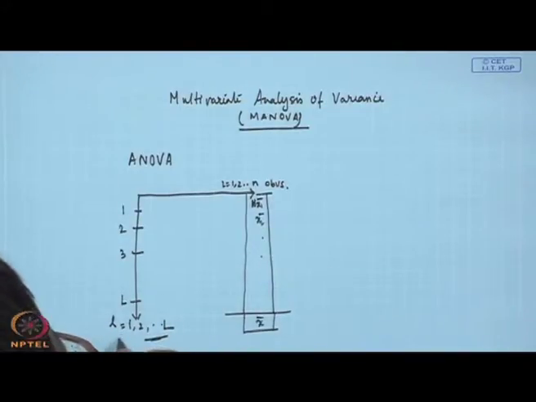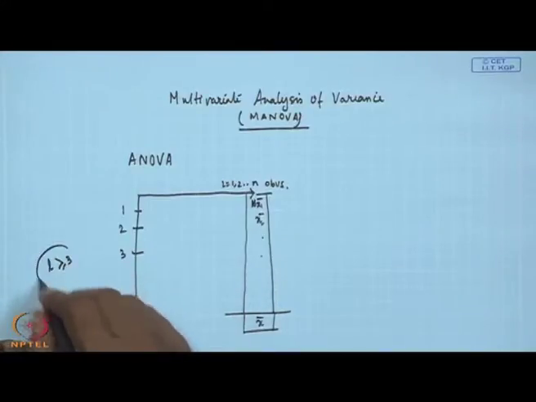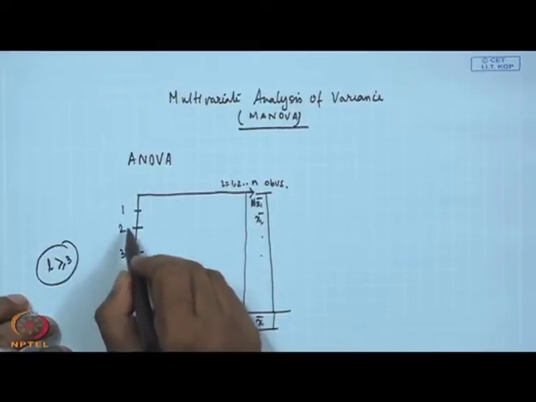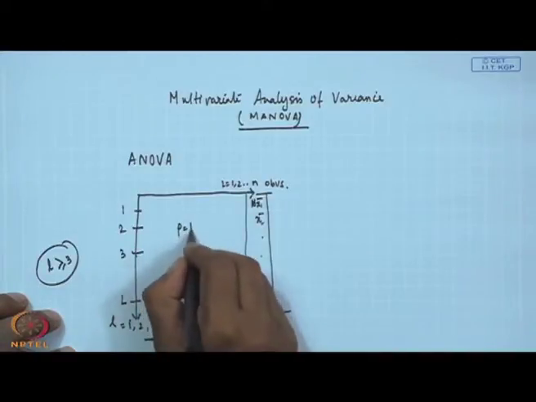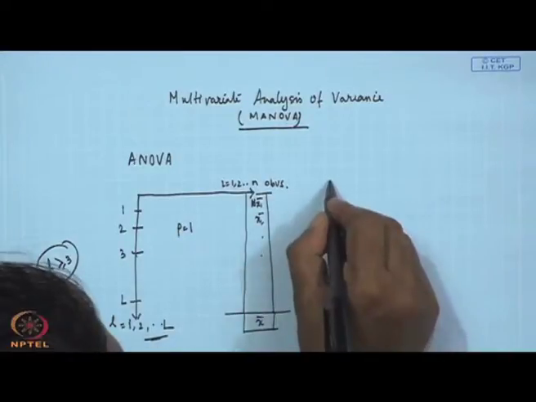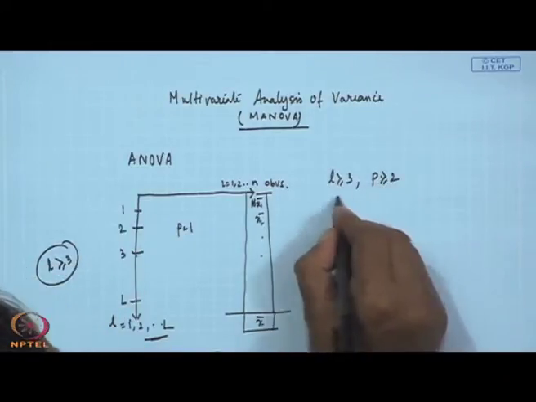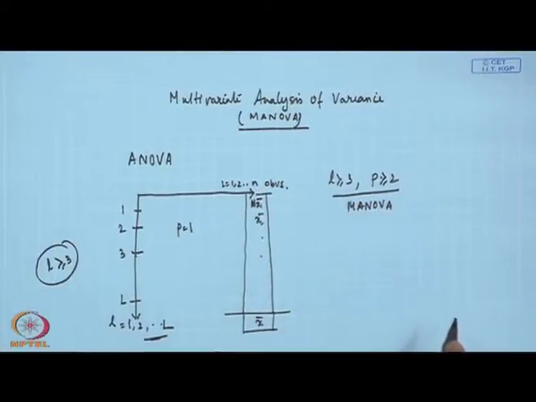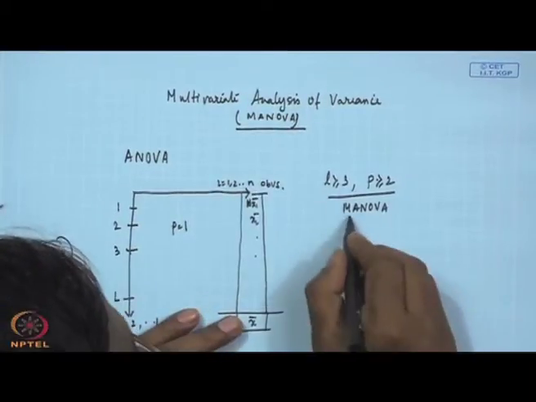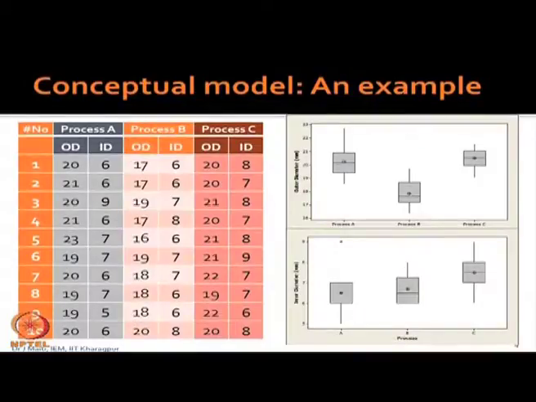Now, in case of ANOVA, L is greater than or equal to 3, that means there are 3 or more populations with one variable, p equal to 1, and you are going for ANOVA. When L is greater than or equal to 3 but p is 2 or more, then you will go for MANOVA. And the hypothesis that you will propose, we will see later on, but before that let us see one example.